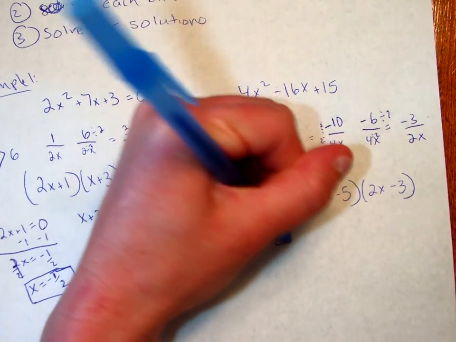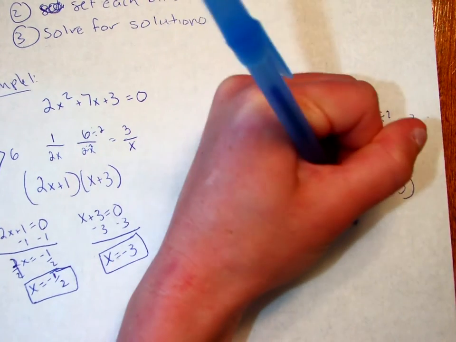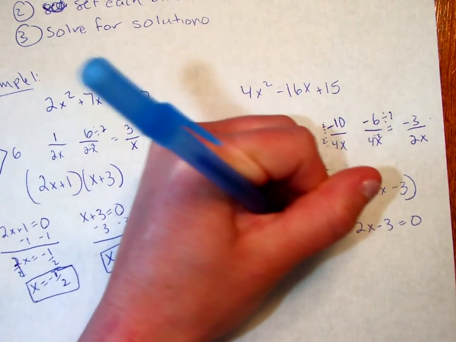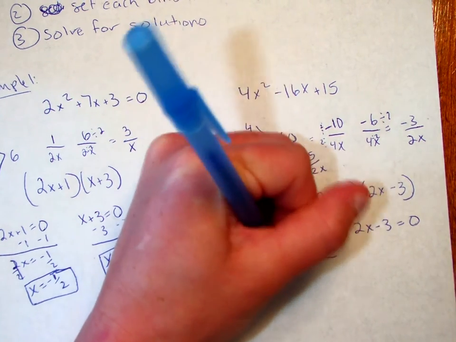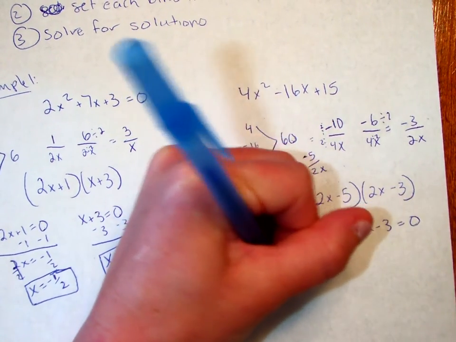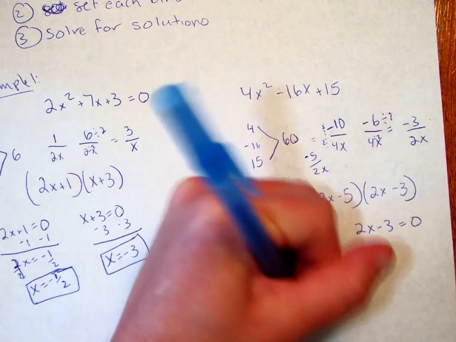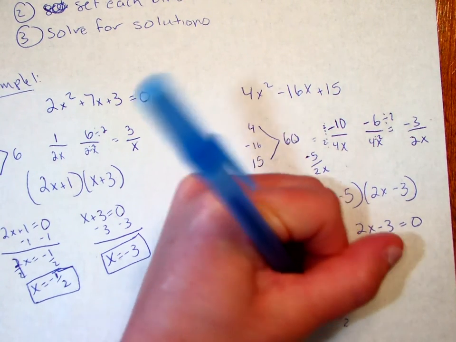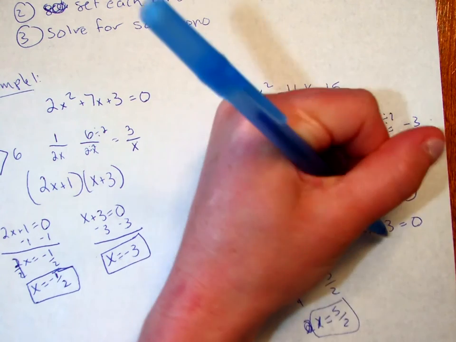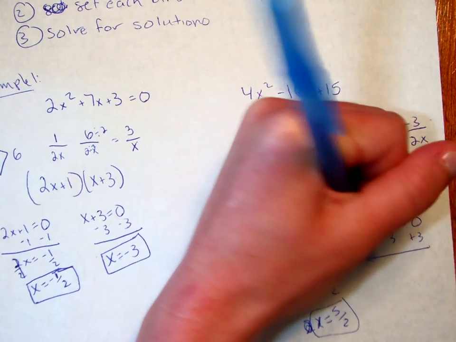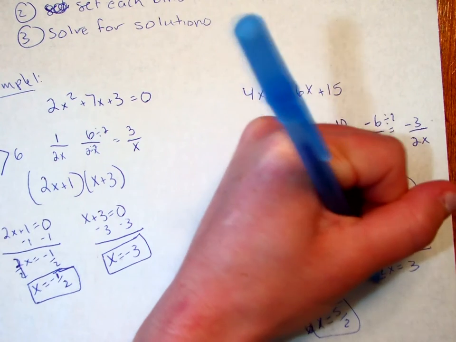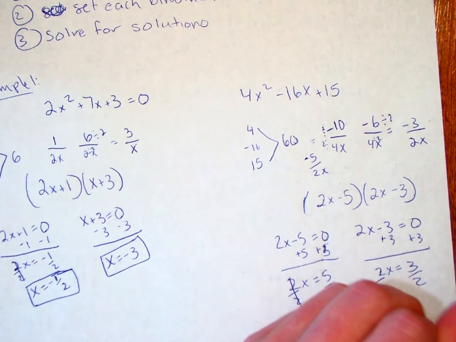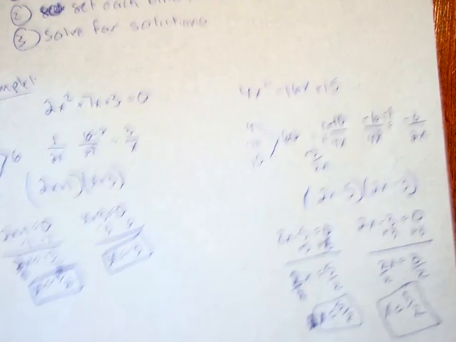Set each equal to 0. And solve. So x equals 5 over 2, and x equals 3 over 2.